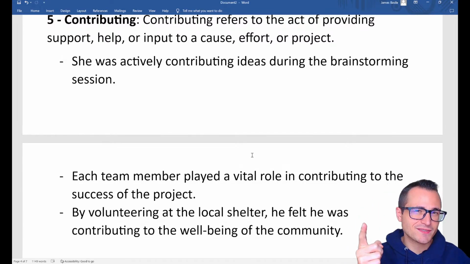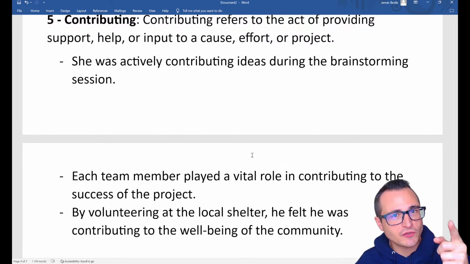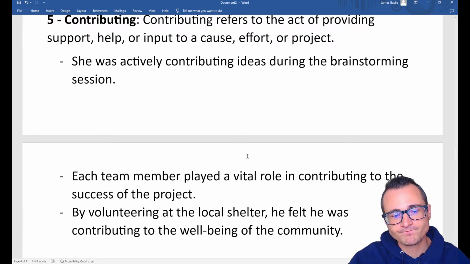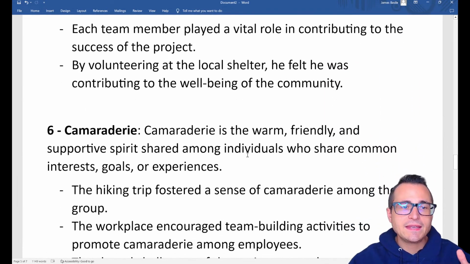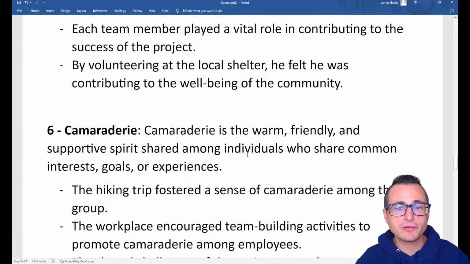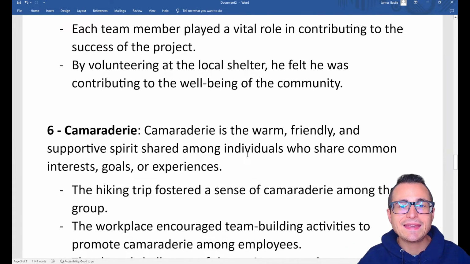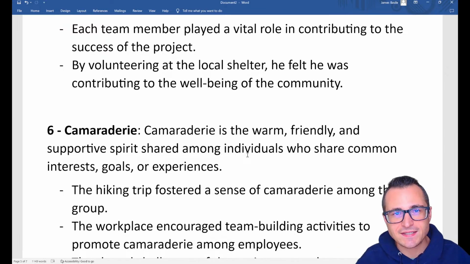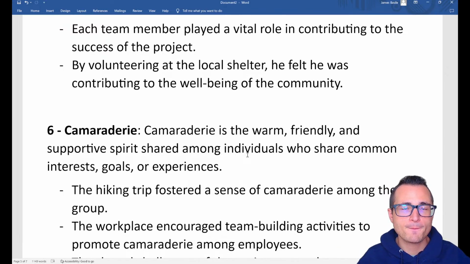Maybe we can do this. Or, maybe we can do this. She contributed her ideas. Next, each team member played a vital role in contributing to the success of the project.